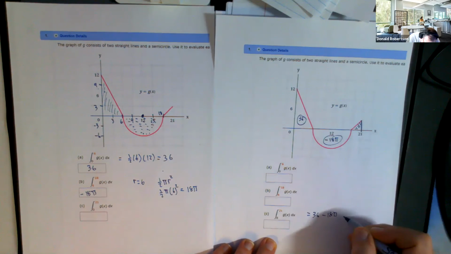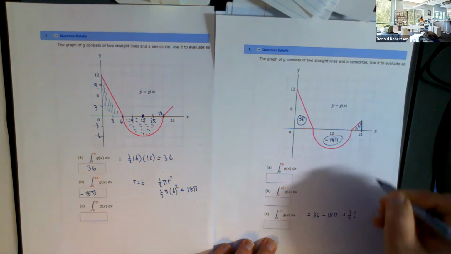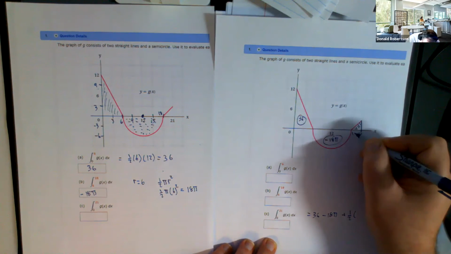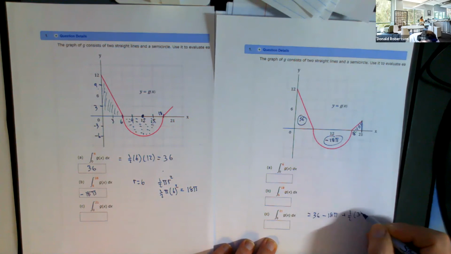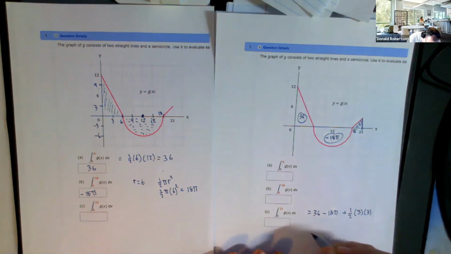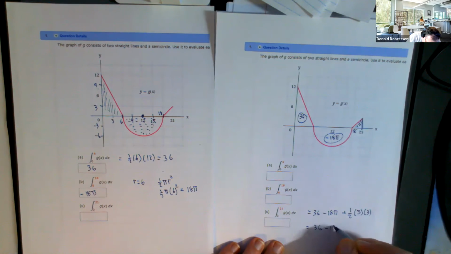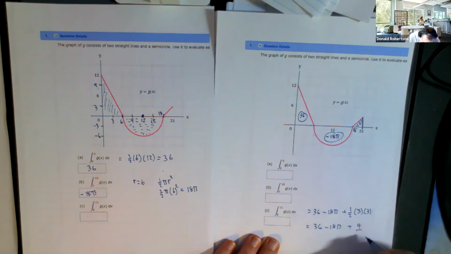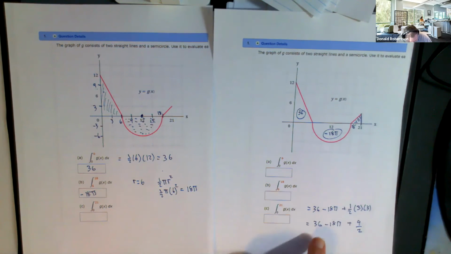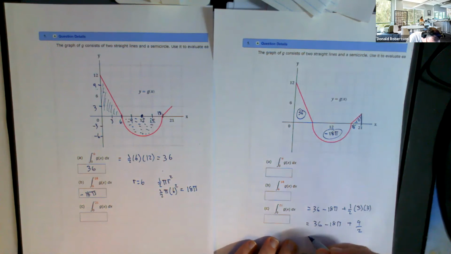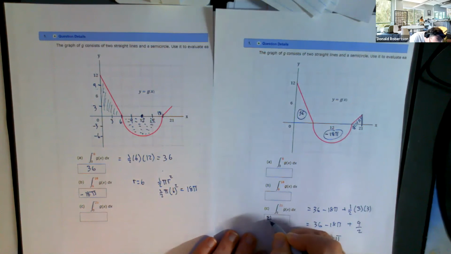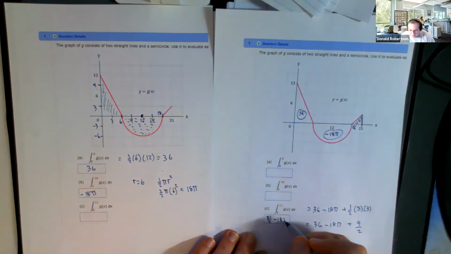This is above the x-axis, so it's add a half. The base is 3, and the height is 3. So it's going to be 36, take away 18 pi, plus, that's ugly, 9 halves. Okay, turn that into 72 halves. Add that one, you get 81 halves. Okay, the best you can do is 81 halves minus 18 pi.